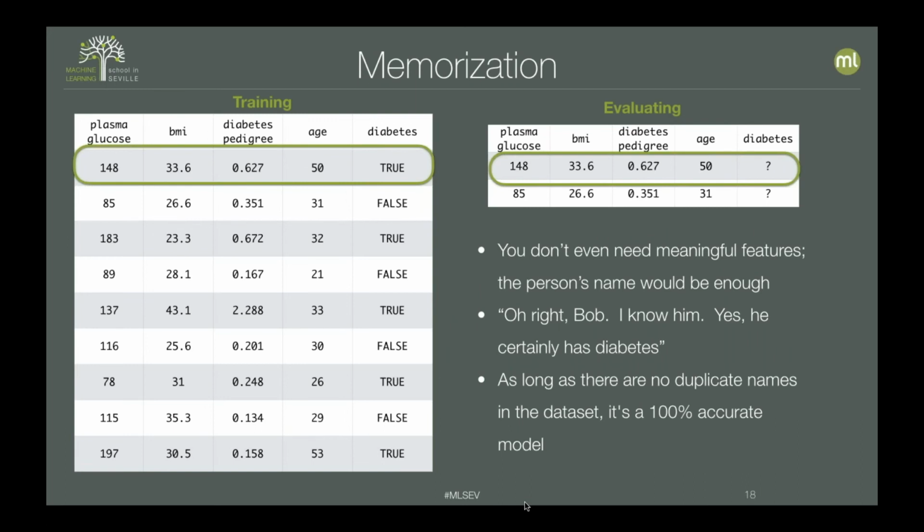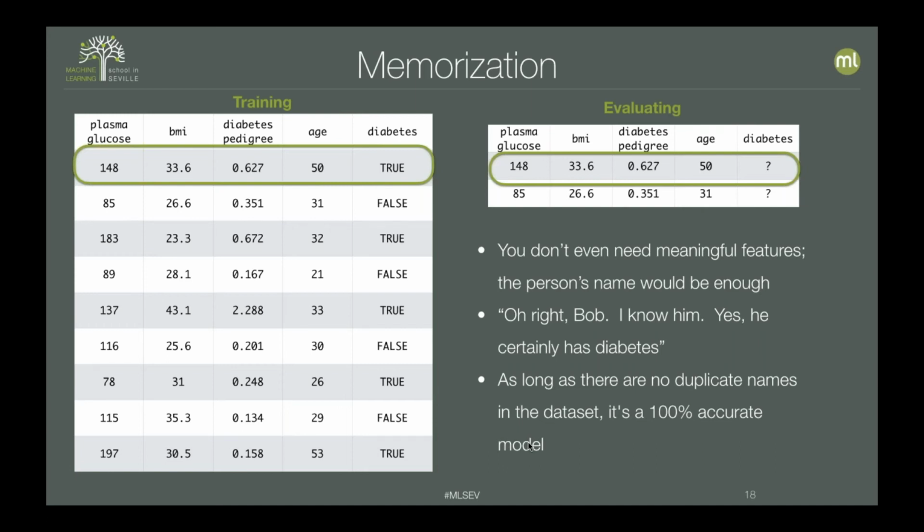So for example, here we have these specific values for a diabetes model. If we evaluate on those exact same values, then we can just look up in the model, oh, when we see those values, the prediction should be this. And so you can trivially get it right just by remembering the values you saw in training.